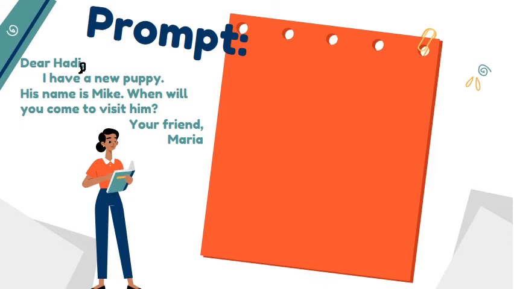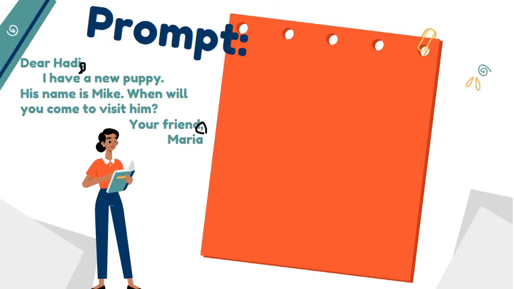In the letter I wrote, I have a new puppy. His name is Mike. When will you come to visit him? So this is what I wrote in my letter. The closing of my letter is your friend. So after the closing, we have to put a comma. And under the closing, I wrote my name. So commas in a friendly letter are used after the greeting and closing. Don't forget.